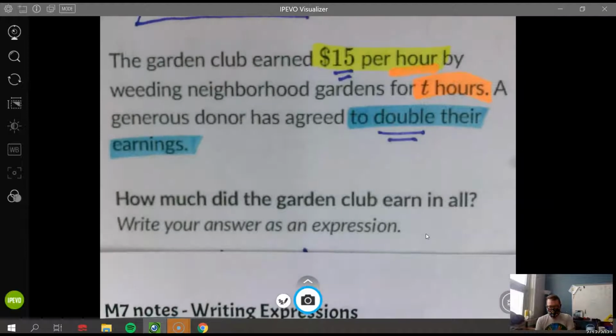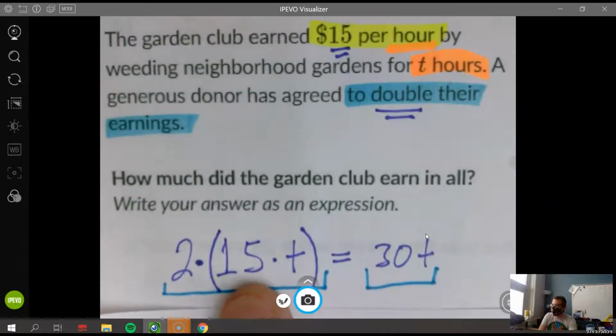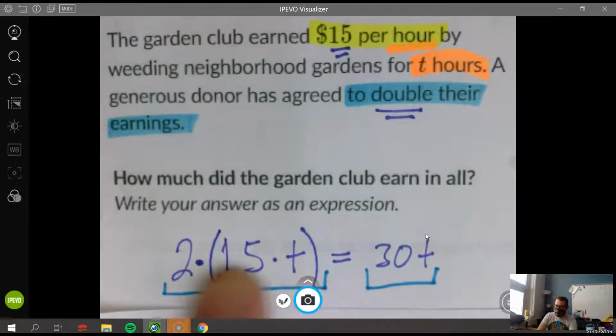Aiden, do you have a guess for the garden club one? Aiden? So, sorry, multiply by what? Yeah, we're going to multiply something by 2. What are we going to multiply by 2? Not just 15. I mean, you're right, there's 15, but 15... Yeah, so we're going to write 15t and double it.